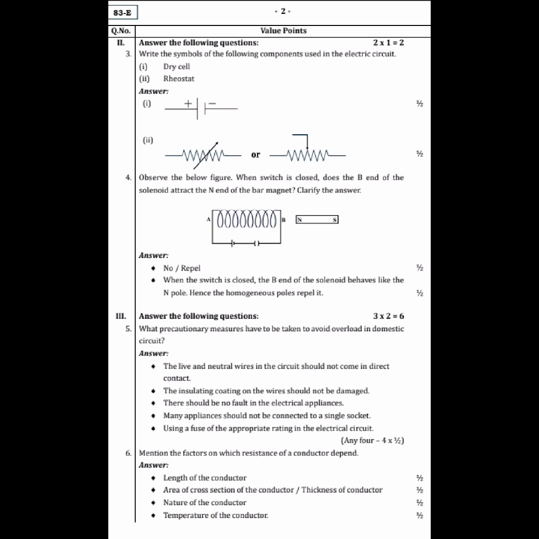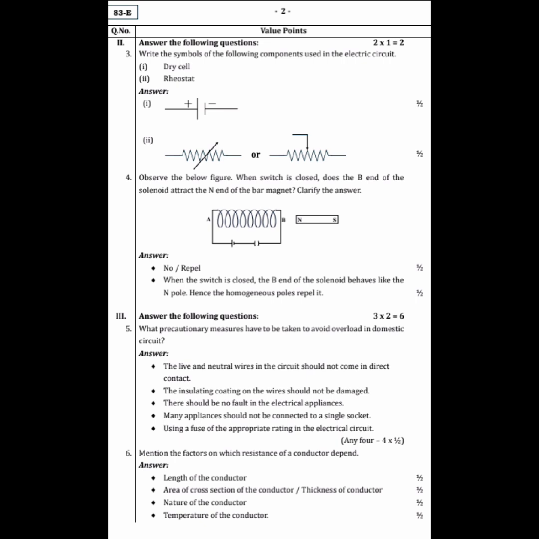Okay, symbols. Fourth question. Observe the below figure. When the switch is closed, does the B end of the solenoid attract the N end of the bar magnet? Clarify the answer. Answer: no, or repel. Next point. When the switch is closed, the bar end of the solenoid behaves like the N pole. Hence, the homogeneous poles repel it.